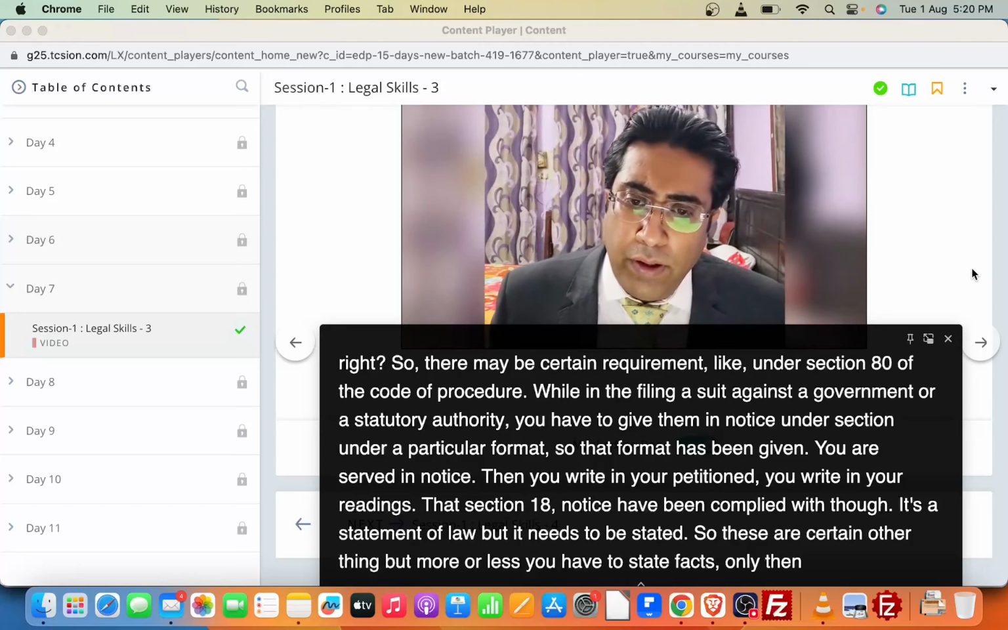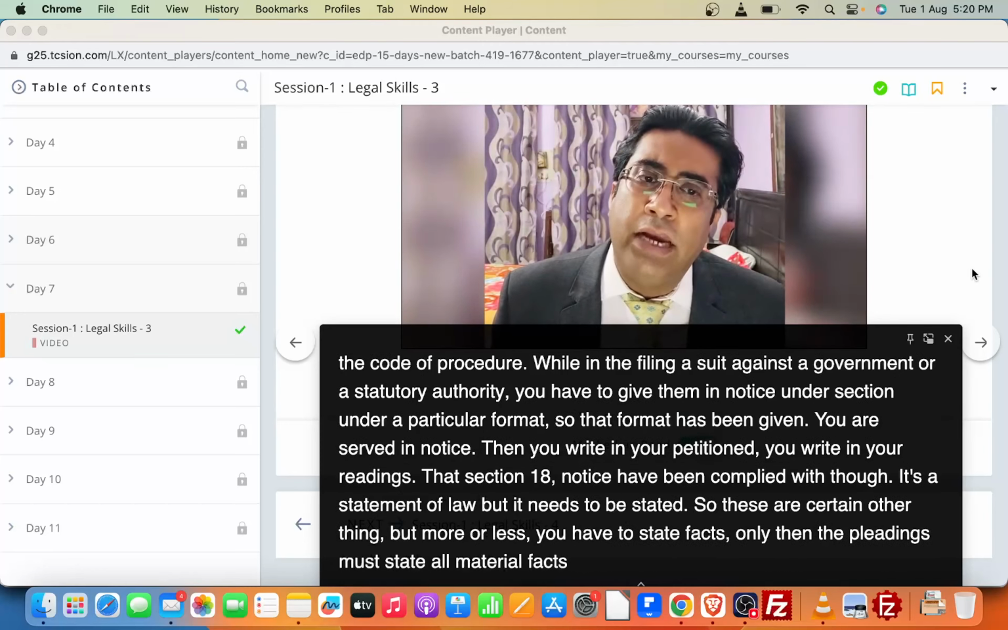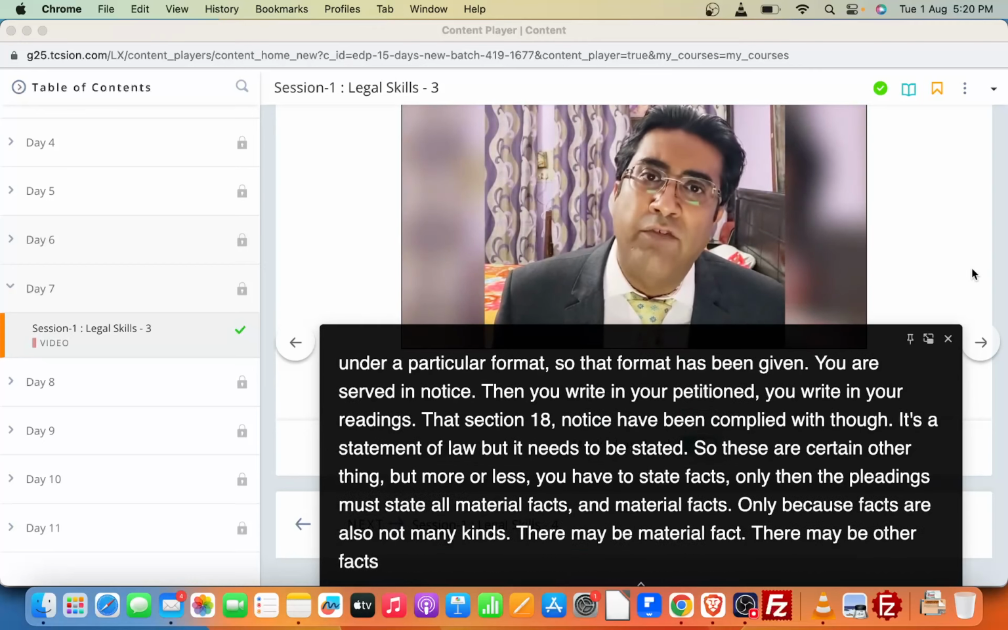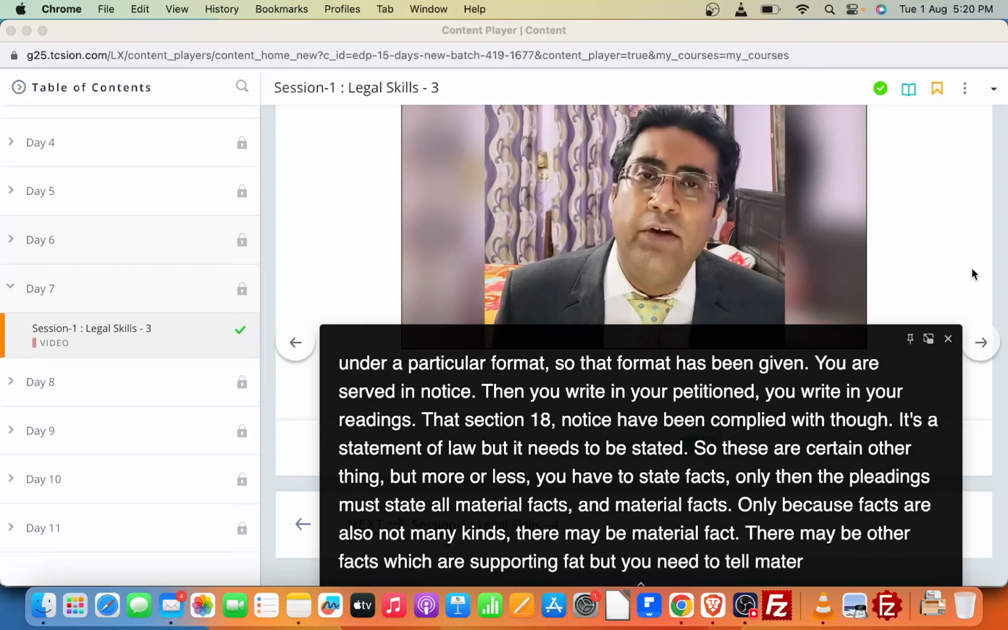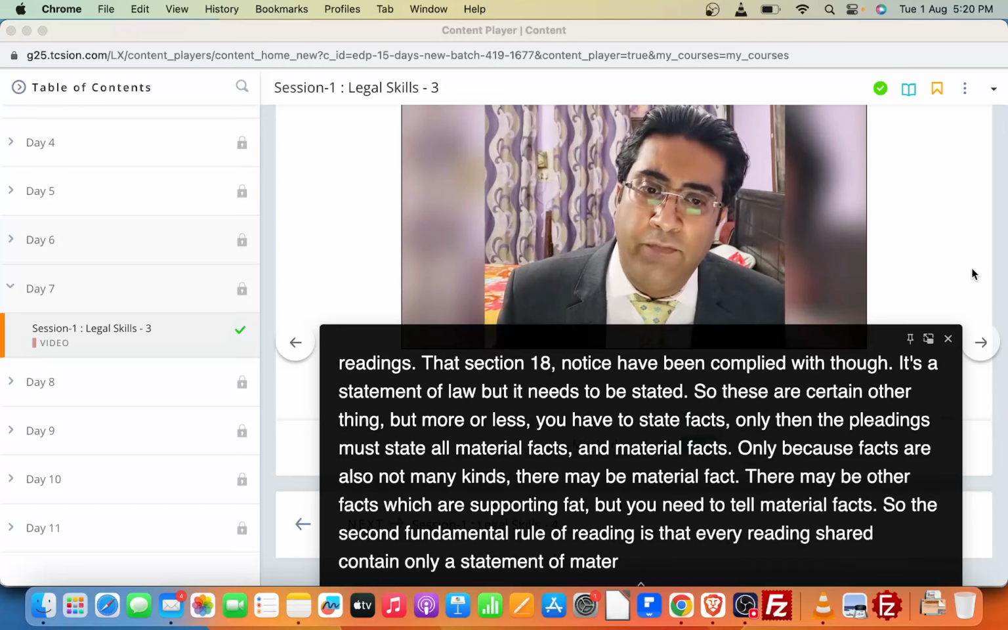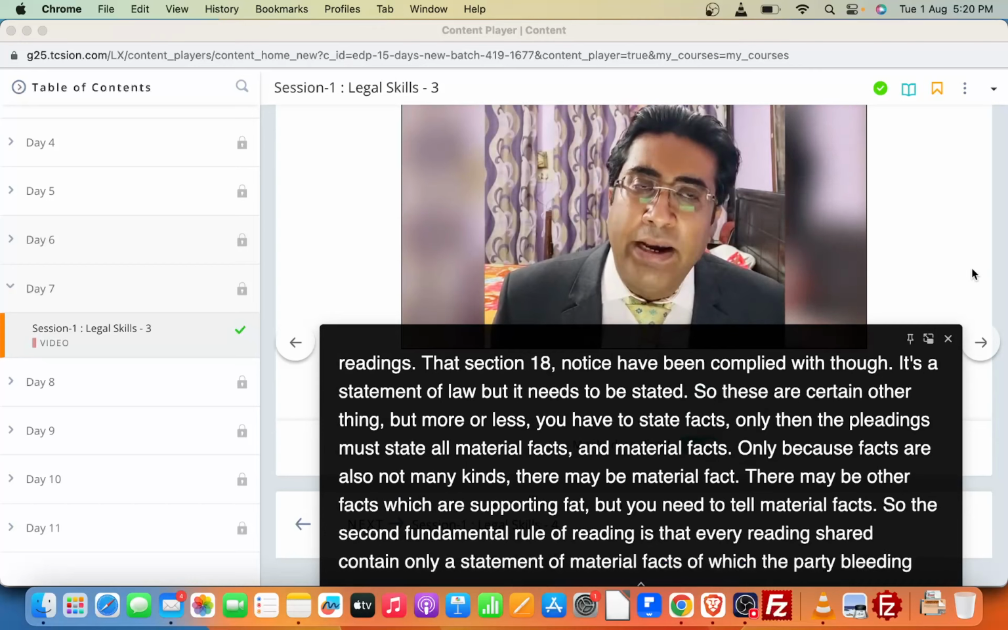Then the pleadings must state all material facts and material facts only, because facts are also of many kinds. There may be material facts, there may be other facts which are supporting facts, but you need to tell material facts. So the second fundamental rule of pleading is that every pleading shall contain only a statement of material facts on which the party pleading relies for his claim.